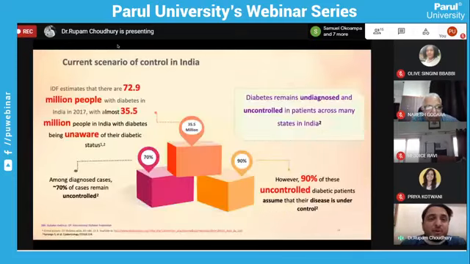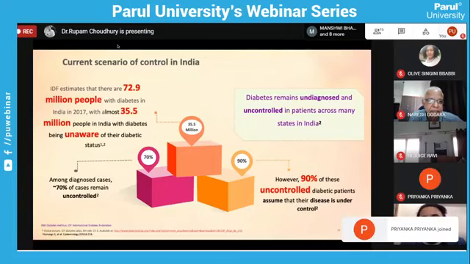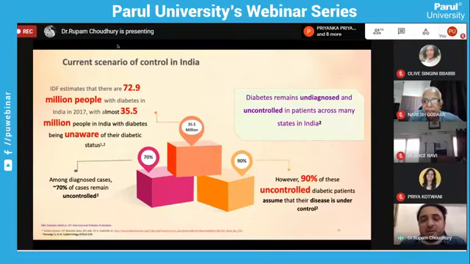Current scenario of control in India: IDF estimates that there were 72.9 million people with diabetes in 2017, with almost 35.5 million people in India unaware of their diabetic status. This is the official statement. Amongst diagnosed cases, 70% remain uncontrolled. So the scenario is pretty bad. However, 90% of those uncontrolled diabetic patients assume that their disease is under control. So although it is uncontrolled, the patient will think that their sugars are well under control.